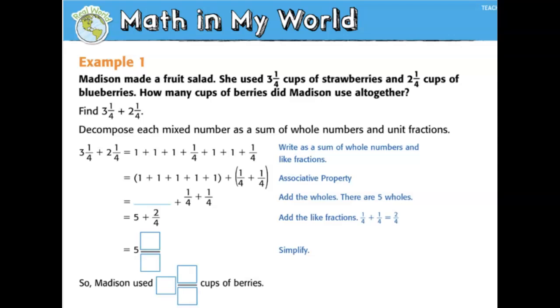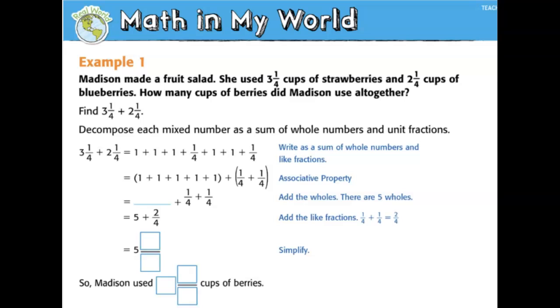All right, so this first example, Madison made a fruit salad. Well, she used 3 1/4 cups of strawberries and 2 1/4 cups of blueberries. How many cups of berries did she use altogether? So basically, we need to find out what 3 1/4 plus 2 1/4 is.